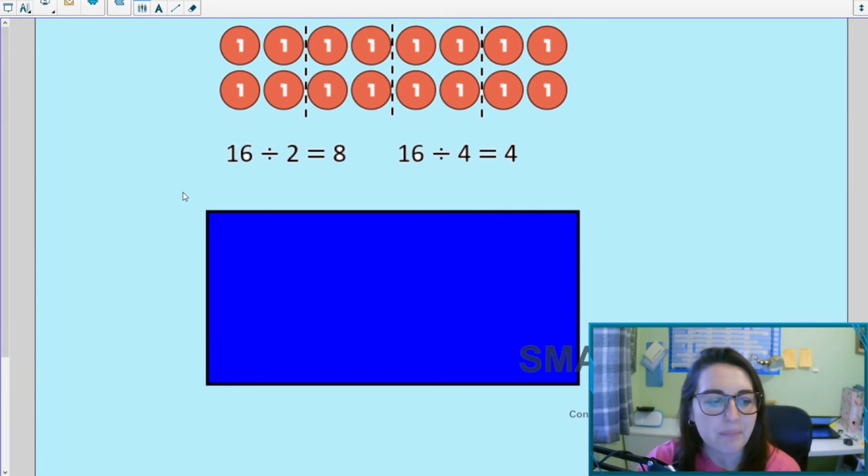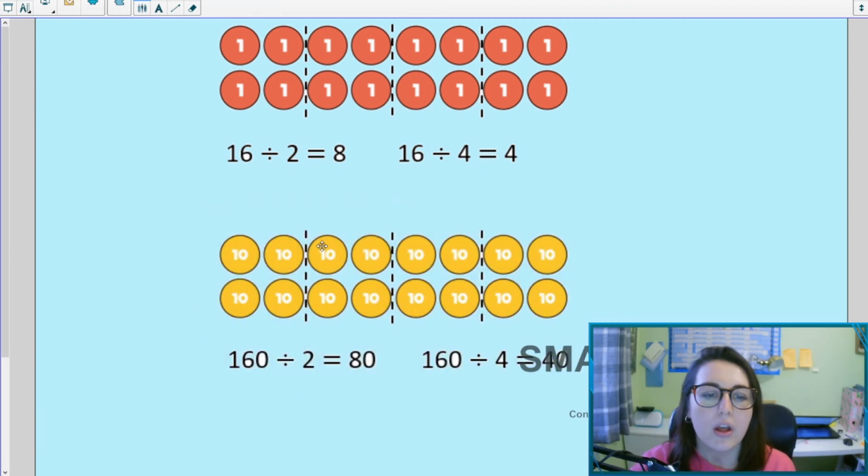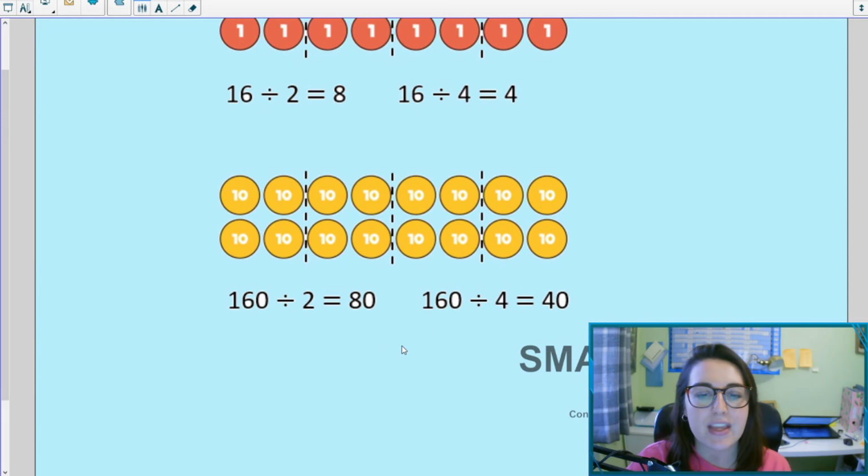And what about this one? 16 shared between 2 is 8. 16 shared between 4 is 4. But if we have 160 shared between 2, we get 80. 16 ones shared between 2 is 8. 16 tens shared between 2 is 8 tens. And the same over here. 16 tens shared between 4 is 4 tens.